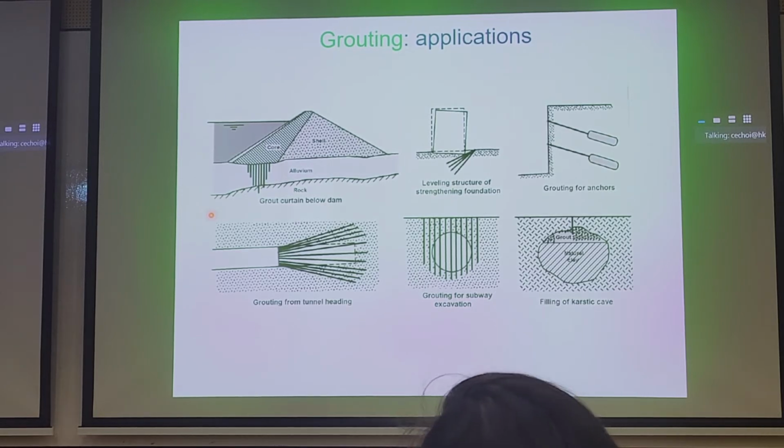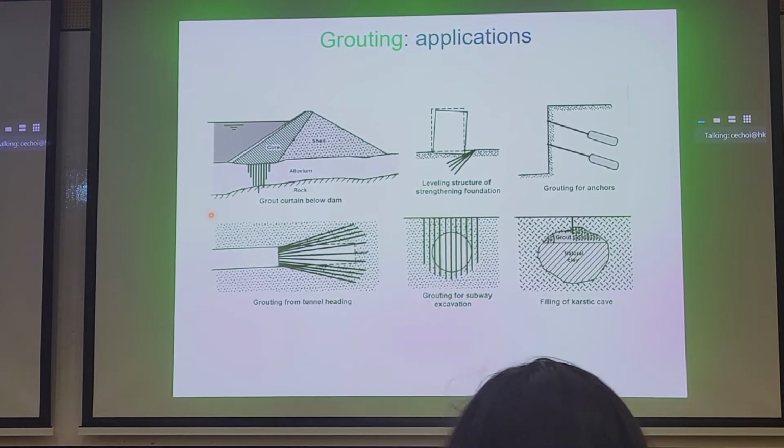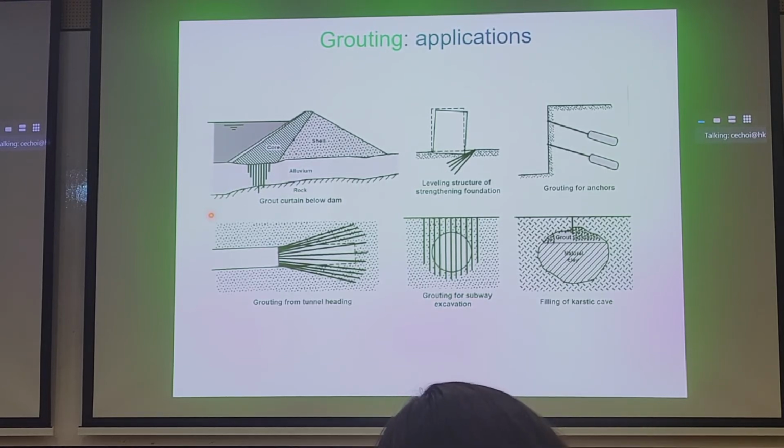By grouting from the tunnel head, we can also minimize ground movements. Anytime you're tunneling underneath infrastructure, you can expect ground movements and settlement on top. But if we can stiffen the ground before we tunnel or advance the tunnel, then we can minimize disturbance to infrastructure. So that's a very delicate use of grouting in the field.